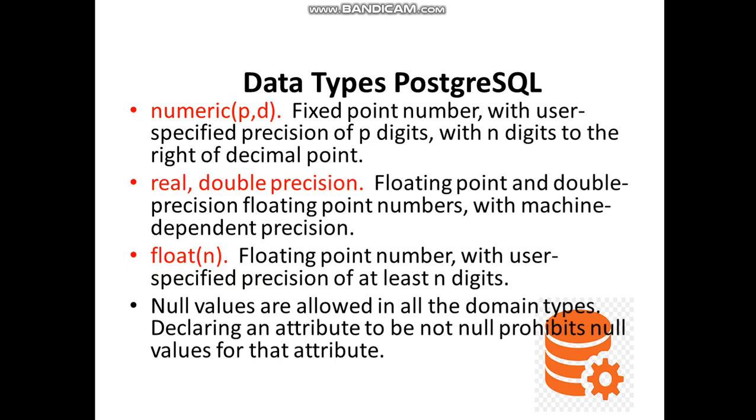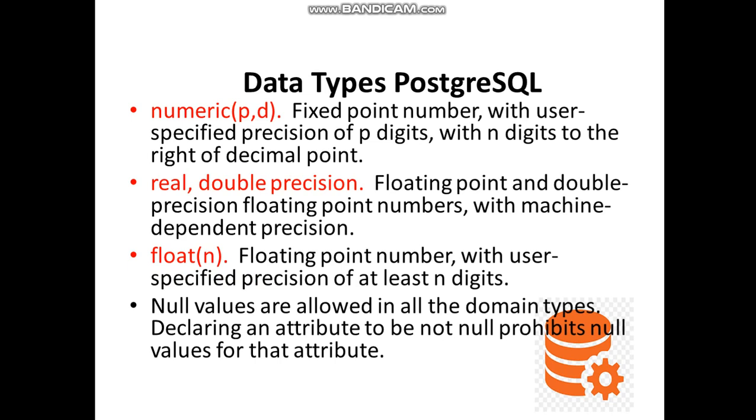Real or double precision: floating point and double precision floating point numbers with machine dependent precision. So double precision means double the float. Next is float: floating point numbers with user specified precision of at least n digits. So floating point numbers are nothing but numbers with decimal points.